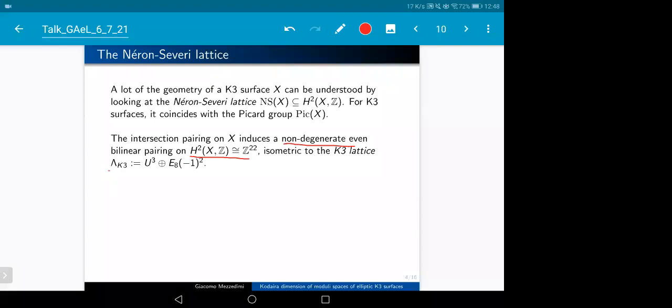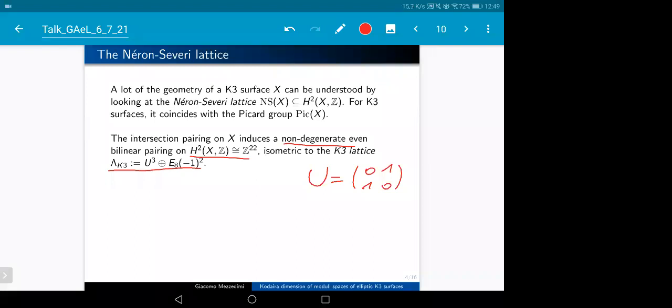We know that the shape of this bilinear product is always isometric to the following lattice. We have 3 copies of the hyperbolic plane, which is simply the rank 2 lattice with the following intersection pairing. Then we have 2 copies of E8(-1). This is a certain negative definite lattice of rank 8 that arises from Dynkin diagrams. It's not so important to know what it is; it's just a very nice negative definite rank 8 lattice.